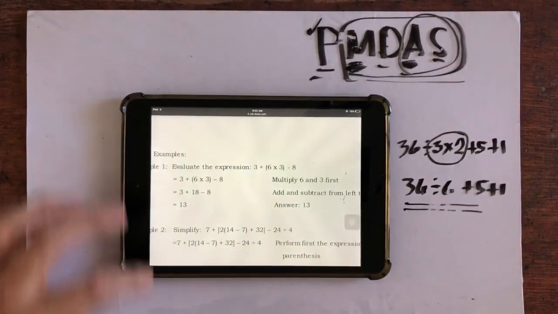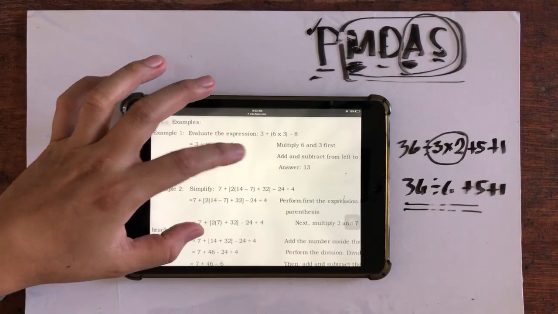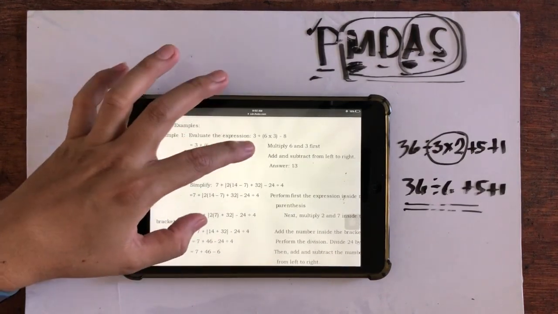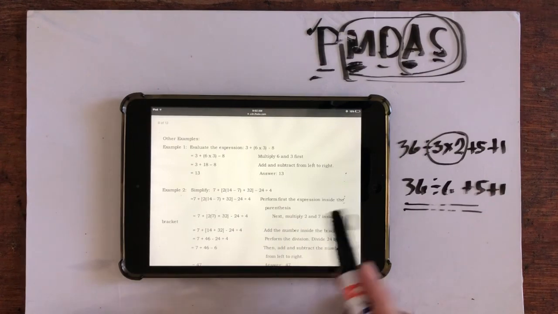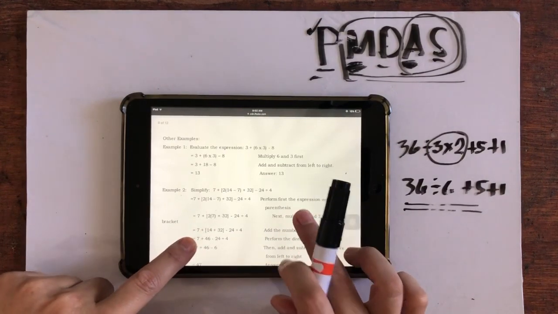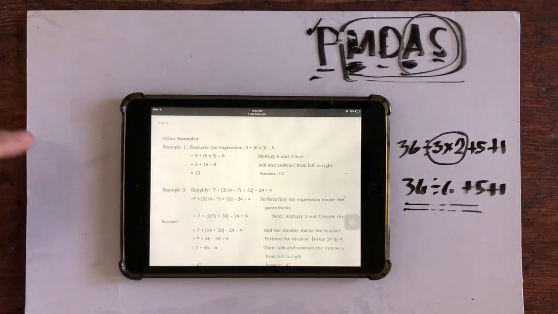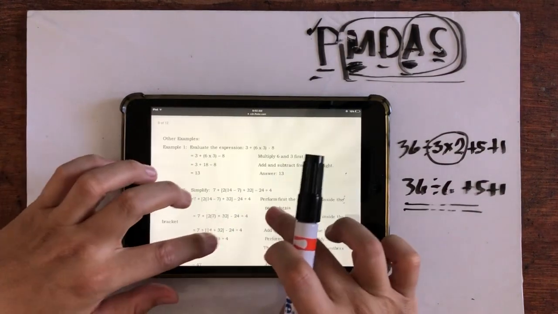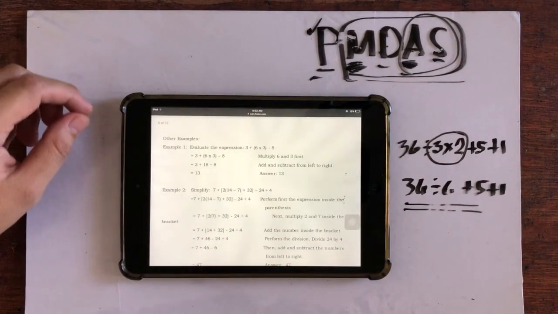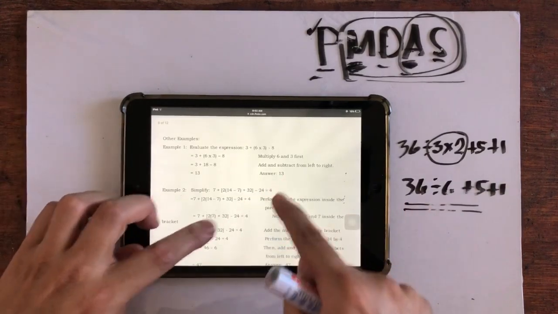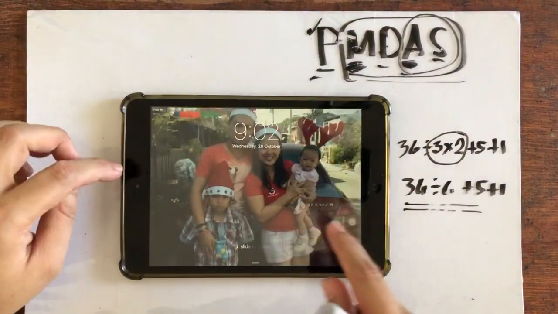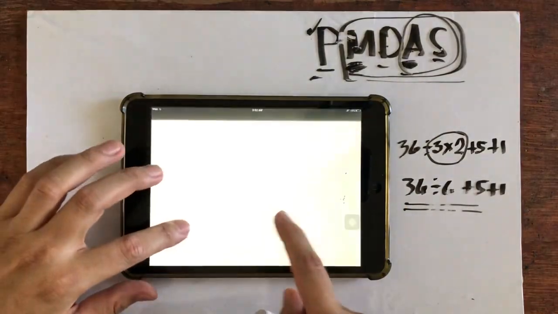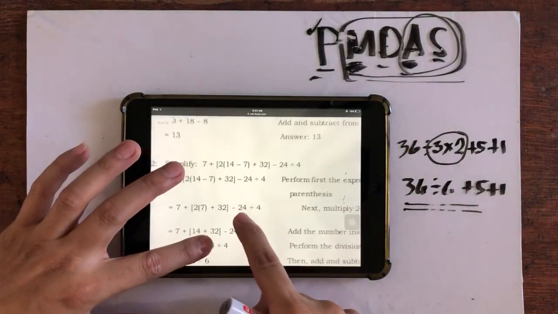Okay, next. Example number 2. Ganun din. Ayan, no? Perform first expression inside the parenthesis. So, unahin daw yung nasa parenthesis. Okay? Kaya yan.